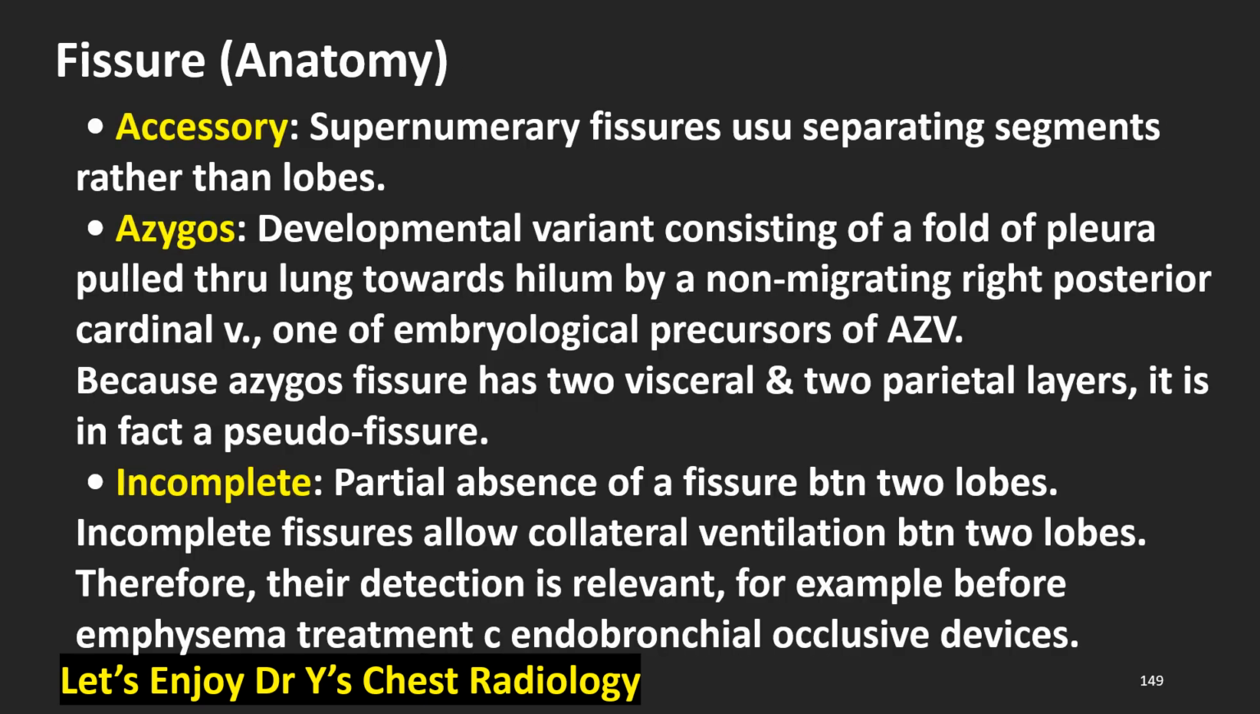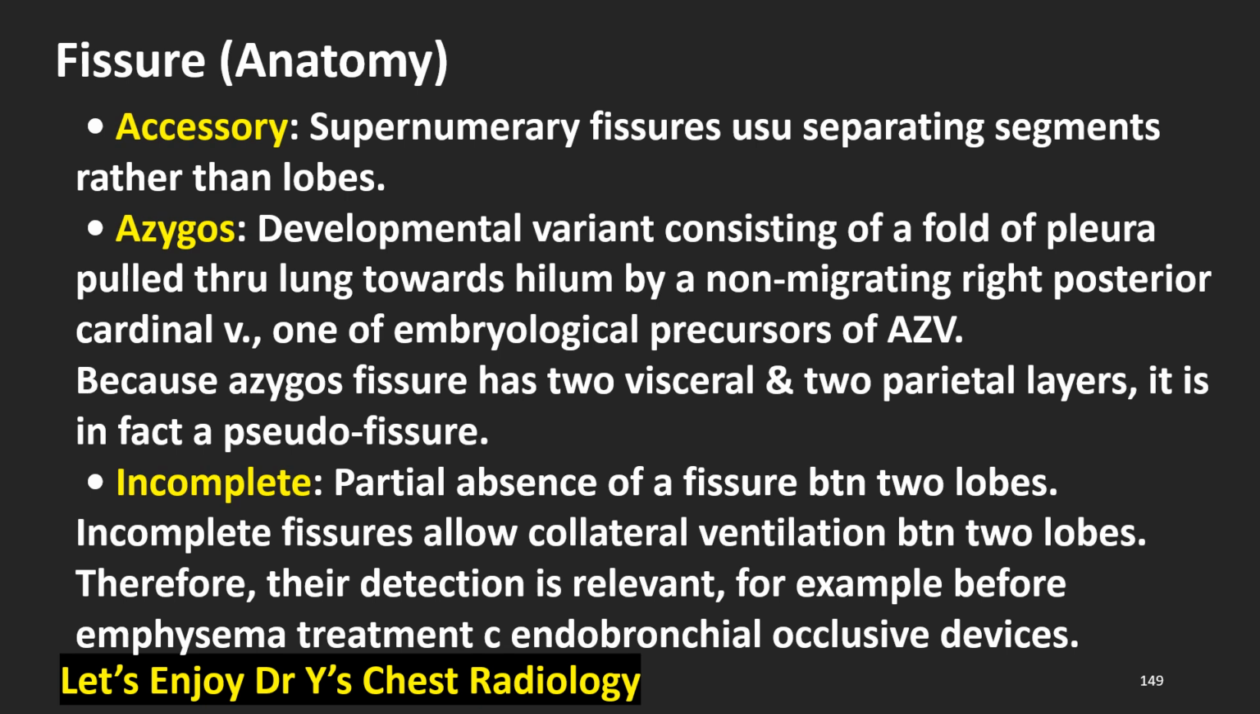Fissure anatomy, accessory or supernumerary fissures, usually separating segments rather than lobes. Azygous fissure is a developmental variant consisting of a fold of pleura pulled through the lung towards the hilum by a non-migrating right posterior cardinal vein, one of the embryological precursors of the azygous vein. Because the fissure has two visceral and two parietal layers, it is in fact a pseudofissure.